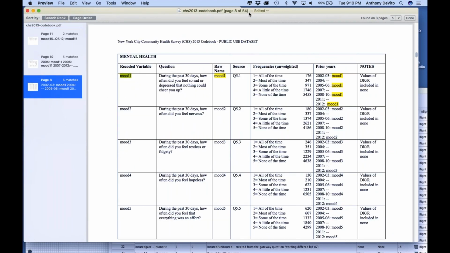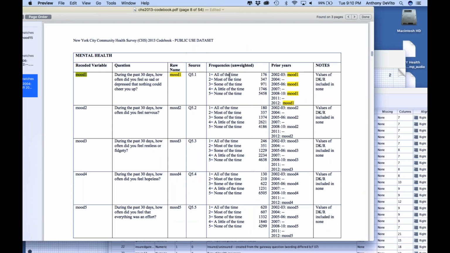Here's mood 1. Okay, mood 1 is a categorical variable and has several categories. It is all of the time, most of the time, some of the time, a little of the time, or none of the time at all. Okay, so we have 5 categories there. So it's a categorical variable.